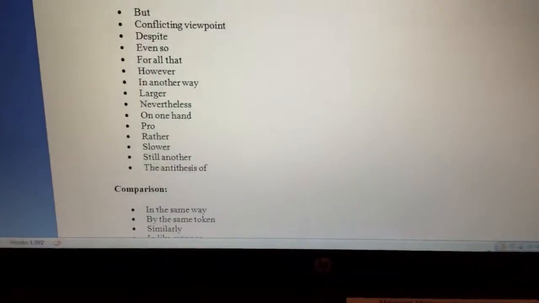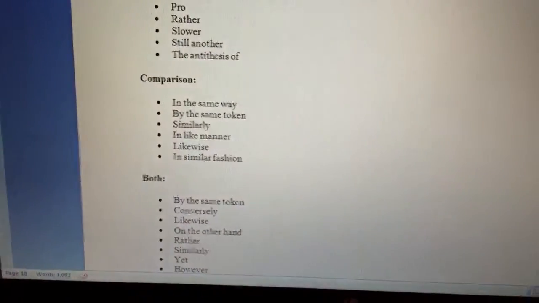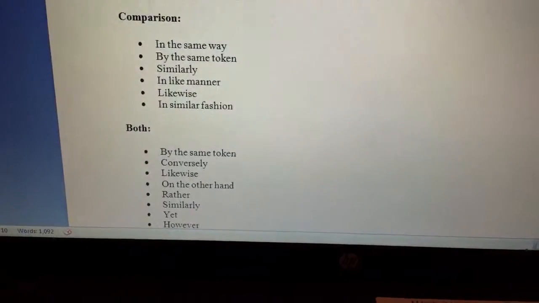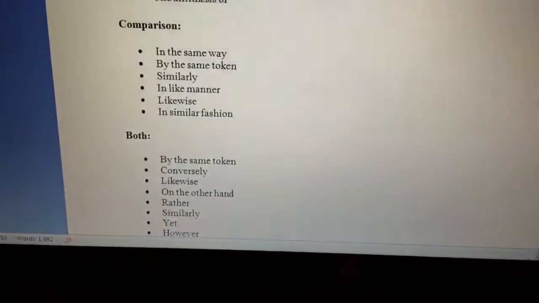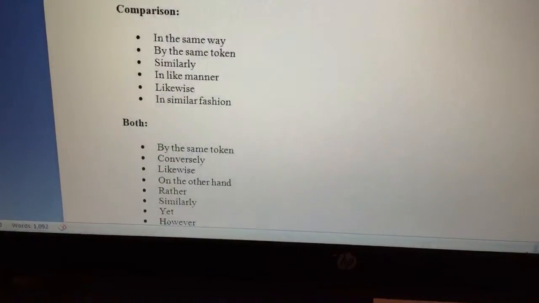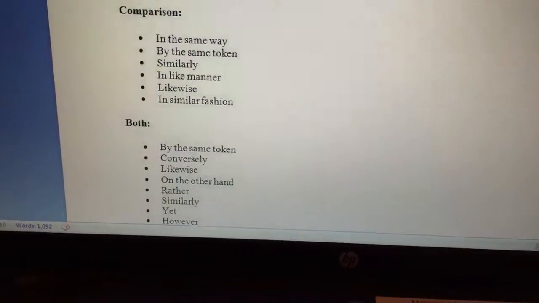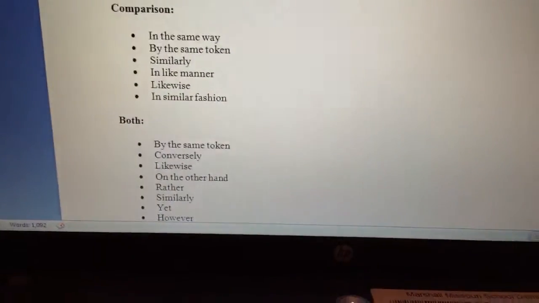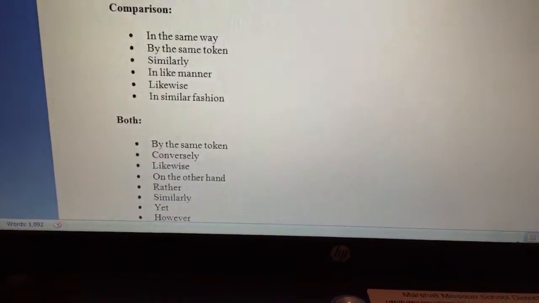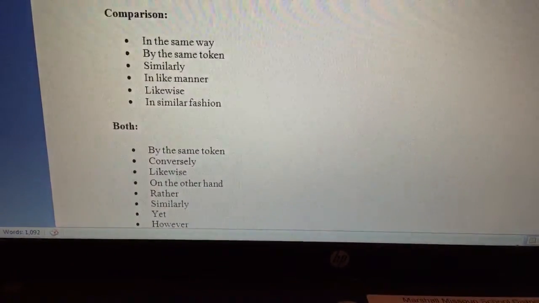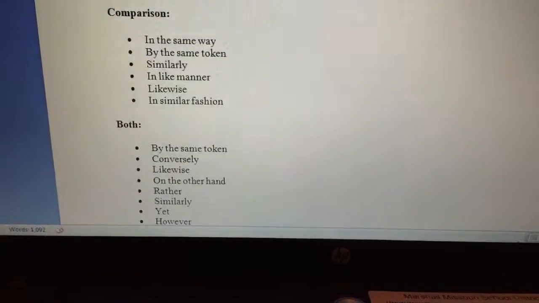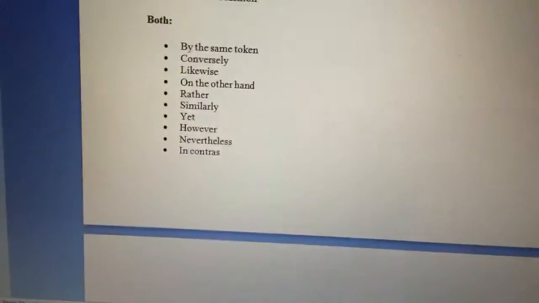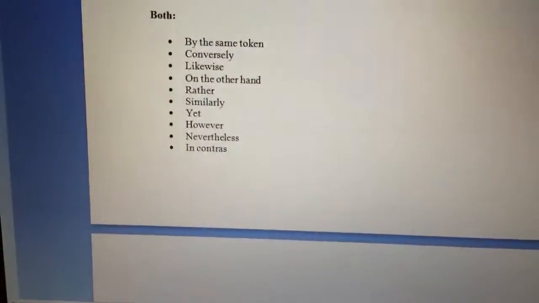Comparison. These are some words for the comparison paragraph. So, in the same way, Byron and Kenny are the same because, this is comparison, which means they are the same. So in the same way, both Byron and Kenny are loving brothers, for example, which they're not necessarily loving brothers, but that's just a sentence I gave you. All right, and also if you're writing a paragraph about both of the characters being the same, these are some transitional words you can use for that.